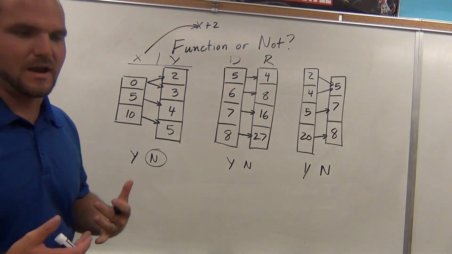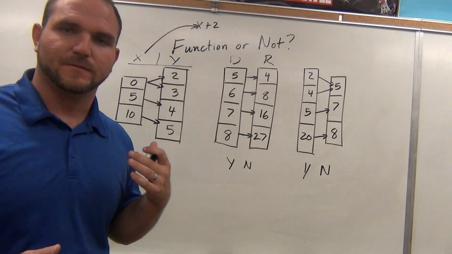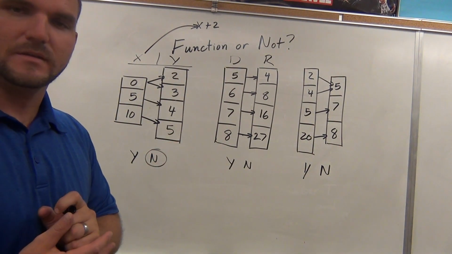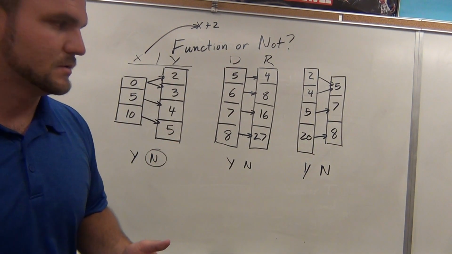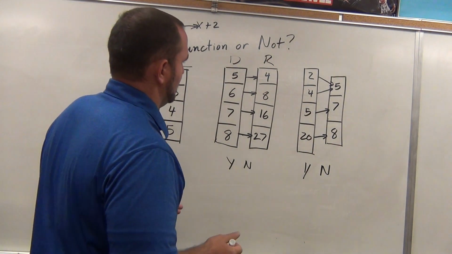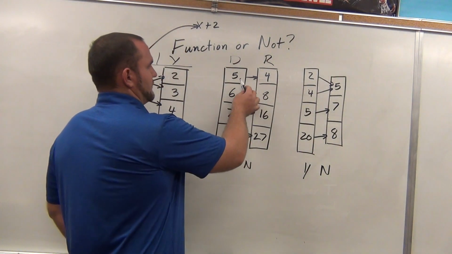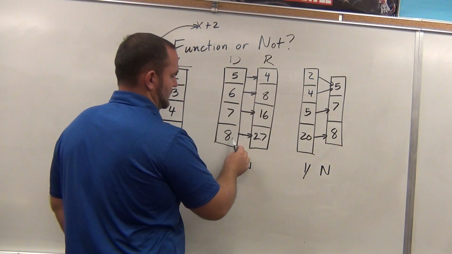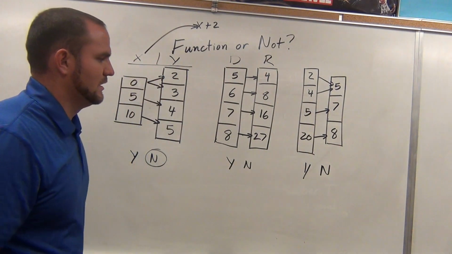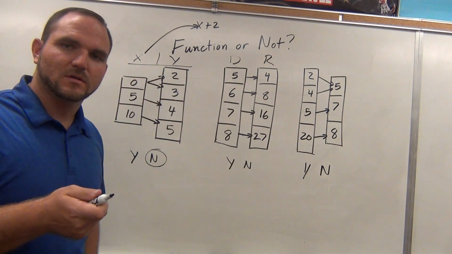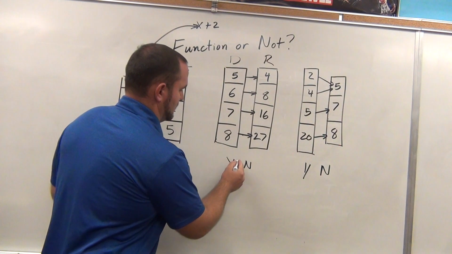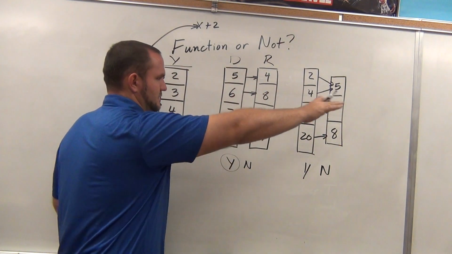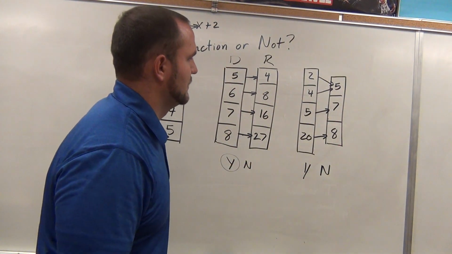We will get into graphing and show you more about how these are not functions and why. But for right now, we're going to hold on to this and just show you the tables. Okay, let's look at these. I have an input of 5, output of 4, 6 to 8, 7 to 16, 8 to 27. Yes, this has one output for every one input. So there's not 2 arrows going to 2 different answers on the right.